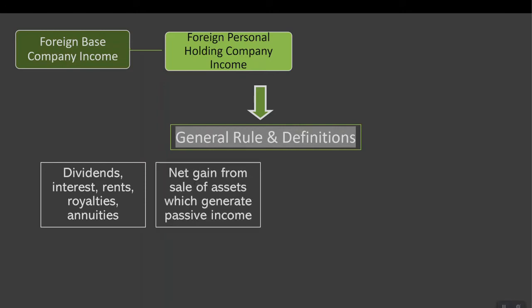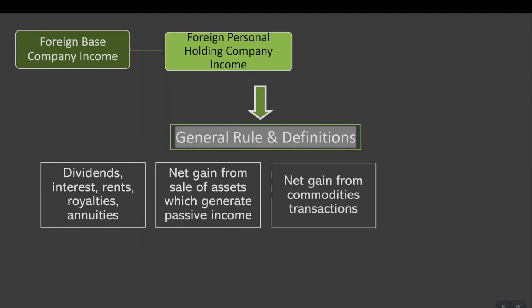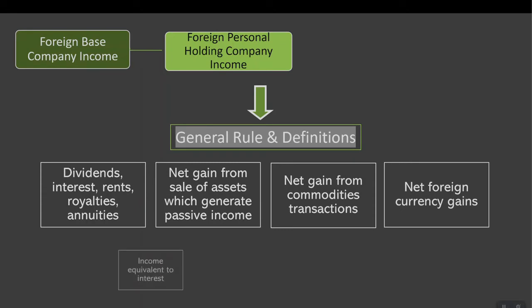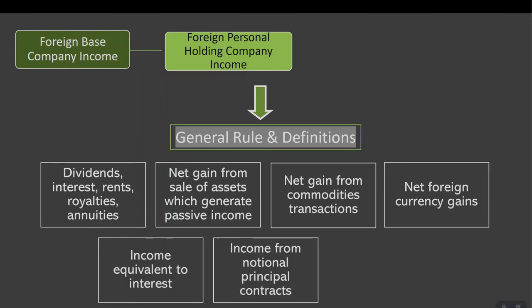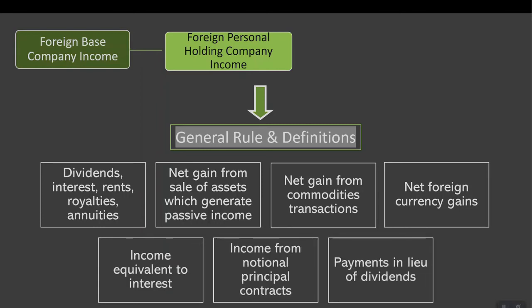Gains and losses arising out of certain property transactions, the net gain on these. The net gain from commodity type transactions. Foreign currency gains and losses from 988 transactions. And income that's equivalent to interest or from notional principal contracts and payments in lieu of dividends. Revenue earned in these different categories are tracked within their respective income classification.